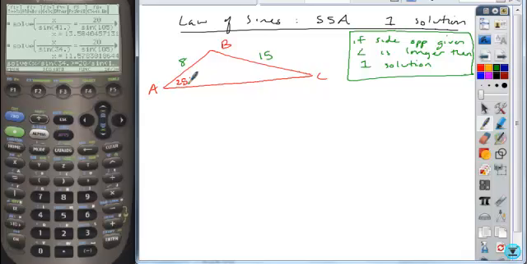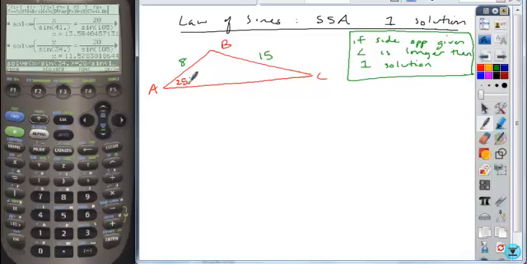And we had two other side lengths. Let's say 8 and 15. Right? When you look at the information that's provided to you and you sketch it out, if the given side that's opposite the given angle is the larger of the two, there's only going to be one solution.